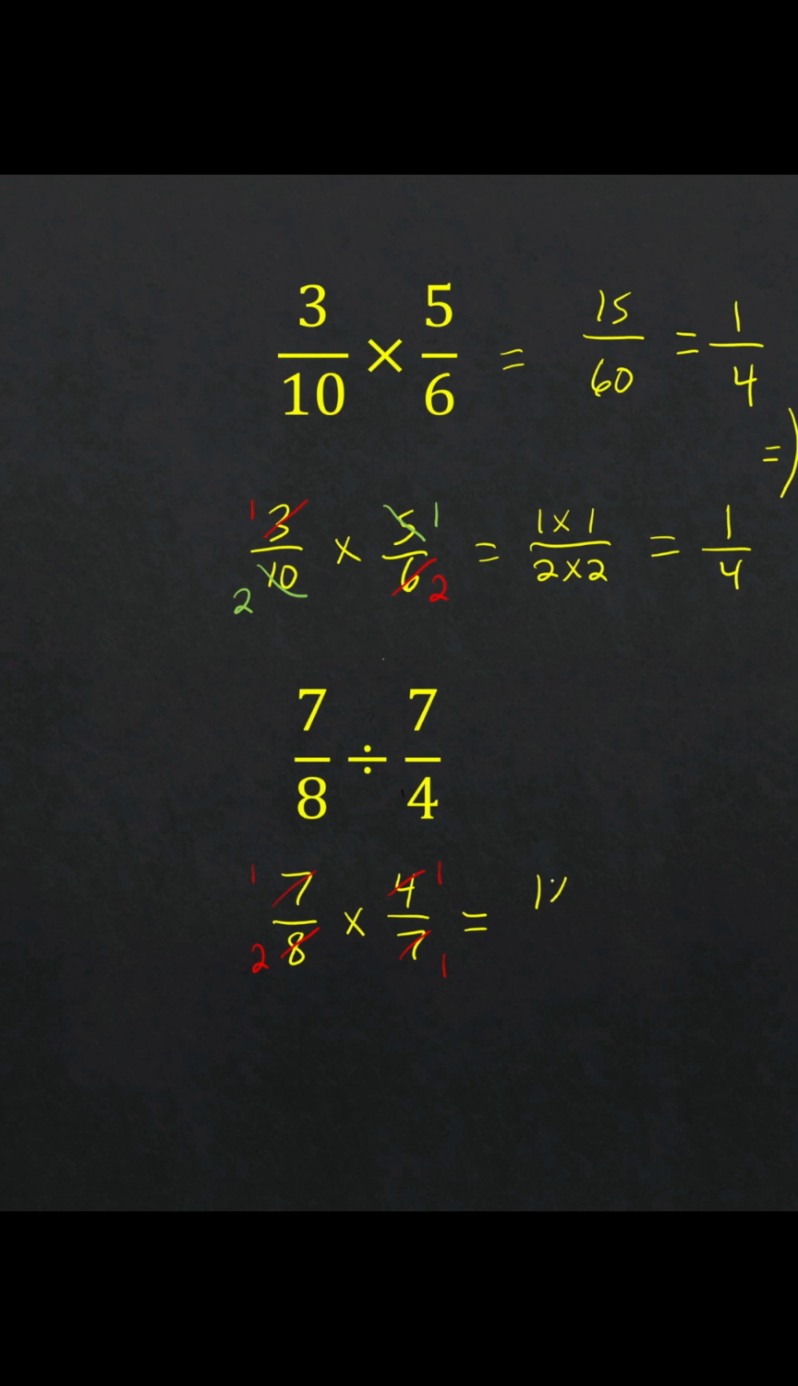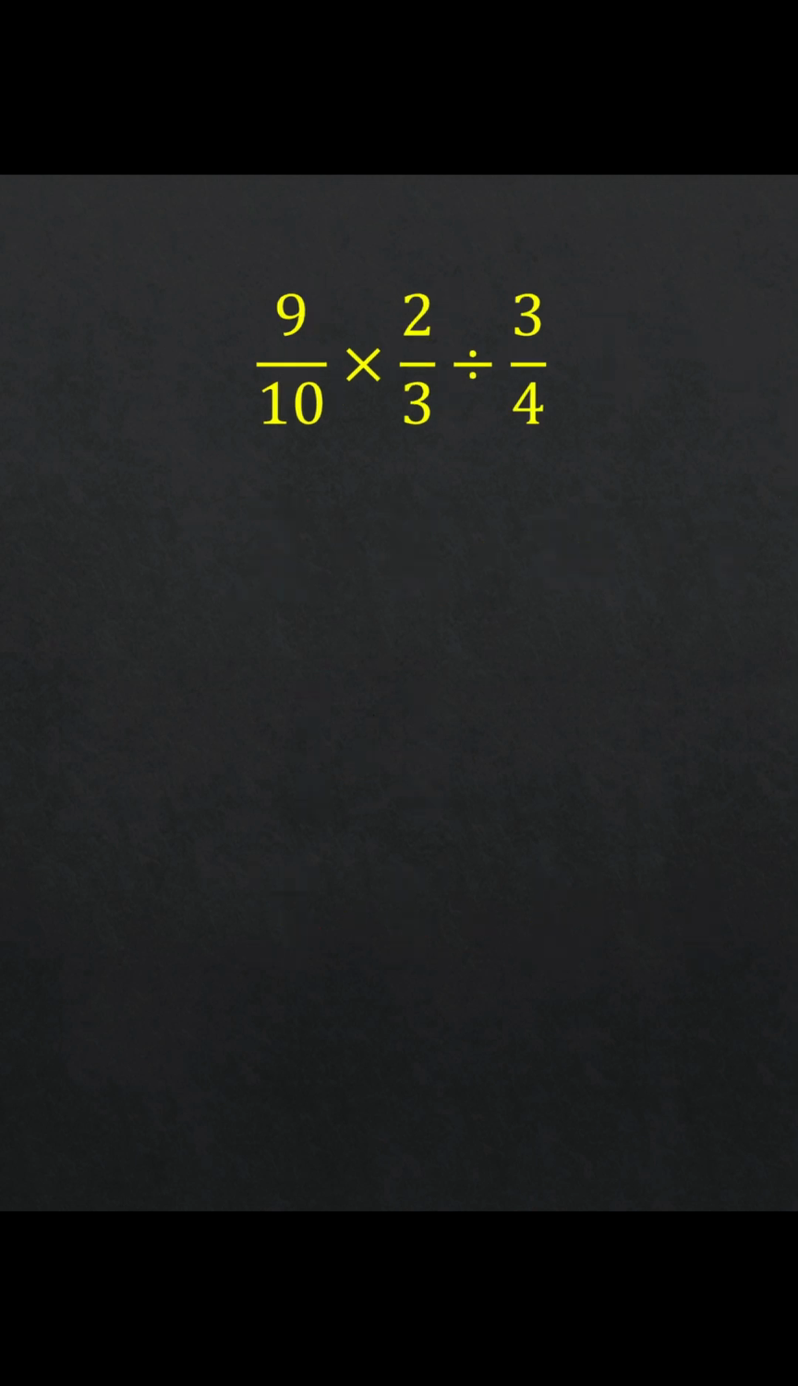When we multiply across, we'll have 1 times 1. On the bottom, we'll have 2 times 1. So we'll end up with 1/2 for the answer for that one. Now let's go back to the one we started off with. One of the things we want to remember here is to do order of operations.